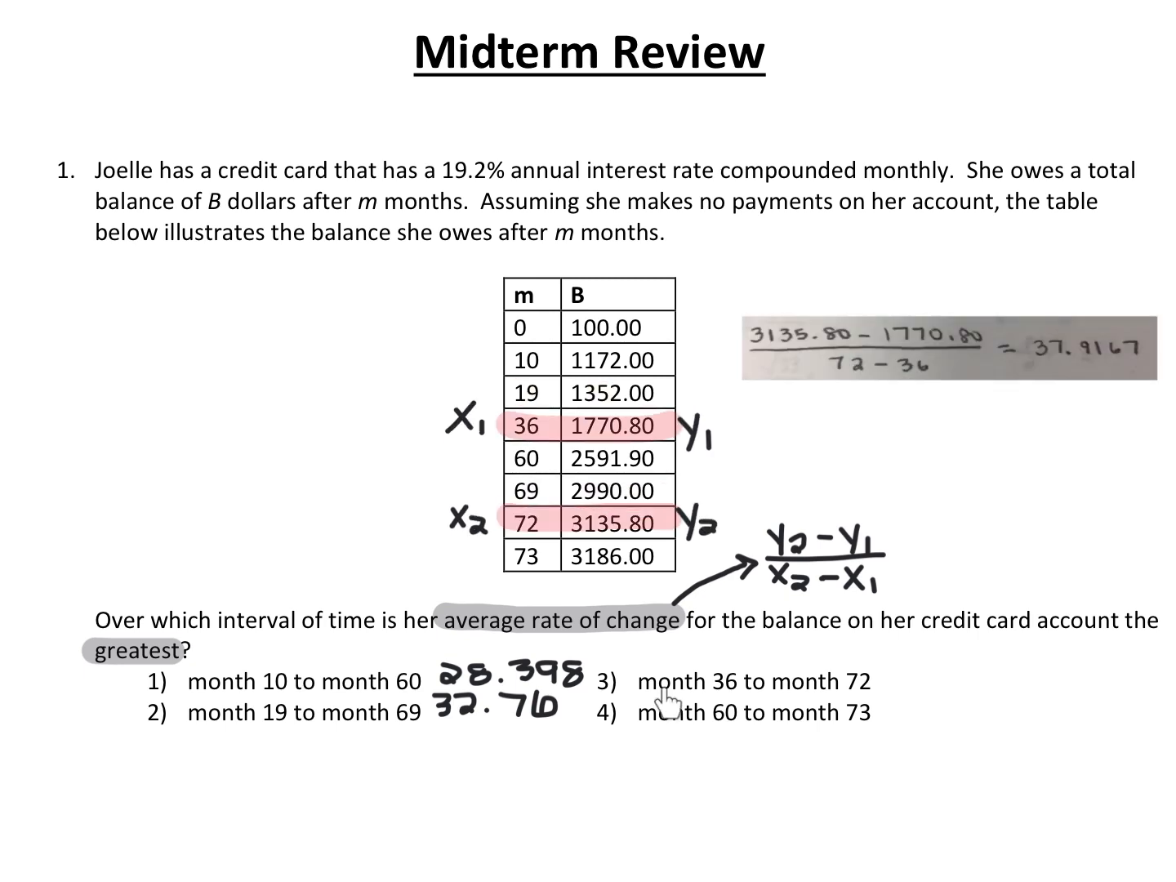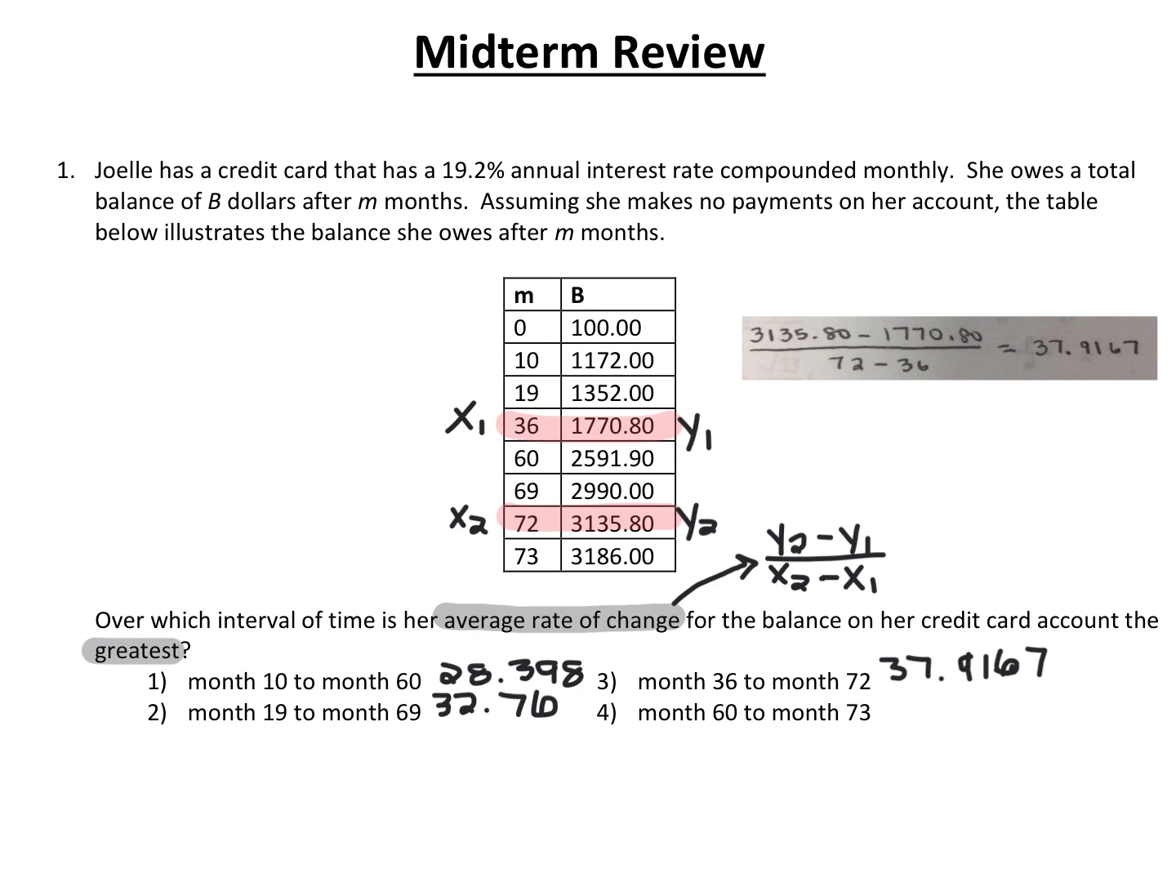Okay, so here's choice 3, month 36 to month 72. Same thing, Y2 minus Y1 over X2 minus X1. And when we do, we see this one's even bigger. This one, we get 37.9167. Okay, so far this is the answer. I'm sorry, that's a 7 at the end, not a 9.